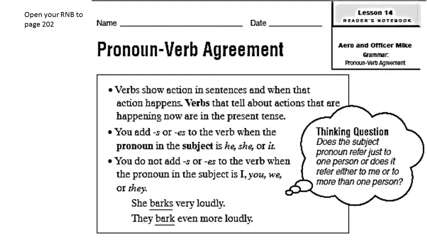Now, I want you to think about this thinking question. Whenever you're solving this, try to think this way. Think to yourself, is this subject pronoun one person? Or does it refer to either me or to more than one person? So think about it, and that's how you're going to solve these exercises that we're going to solve on the next slide.